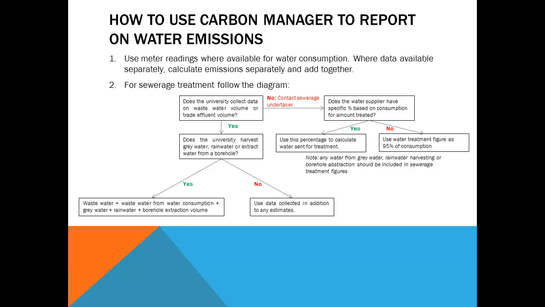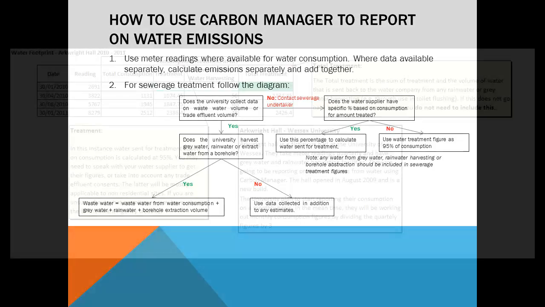For sewage treatment, the amount sent for treatment will be anywhere between 95 and 100% of your consumption. You should follow this diagram to work out how to estimate the volume of water sent for treatment. Don't forget to add any grey water, groundwater extraction or water from rainwater harvesting to your total water sent for treatment, unless you know for certain it does not return to the sewage undertaker, which is usually the water supply company.